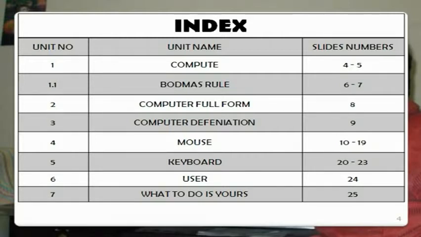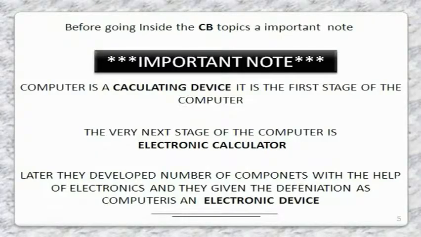Okay, let's go. Before going into our index, before going to our prescribed topics, you will see an important note. This is an important note. See, the computer is not only an electronical device, it is a calculating device. So computer is a calculating electronical device. You have to give the excellent definition. This is an excellent definition. No one should say the computer is just an electronical device.